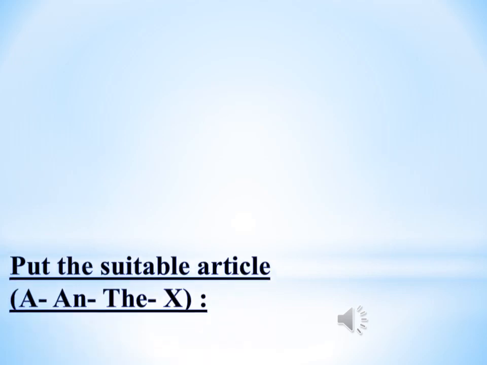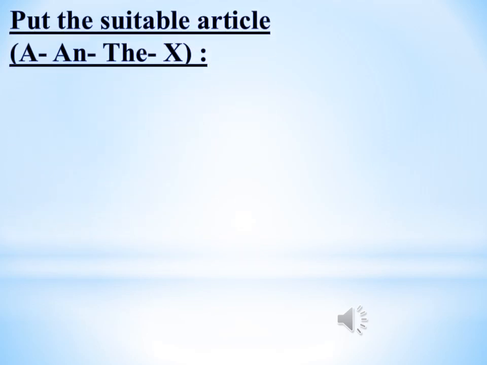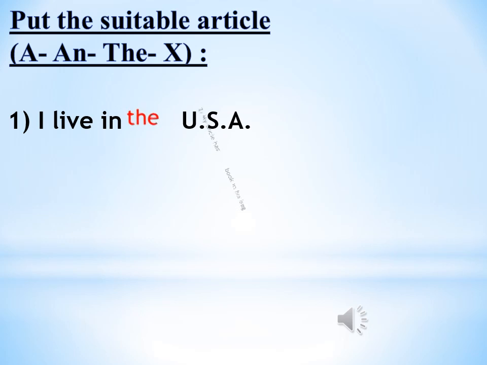Now let's answer some questions. The first exercise is to put the article. Put the article means we want to put a, an, or the, or zero article. That means we have to put a cross. Cross means zero article. Okay, the first one. I live in USA. Here, USA is the name of a country. We said that all countries take no article except the USA and the UK. So the answer for the first one is I live in the USA.